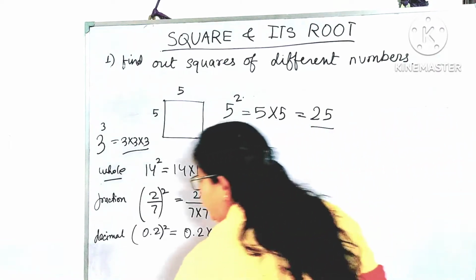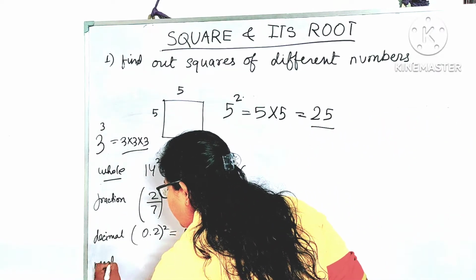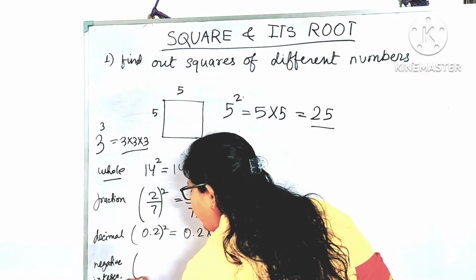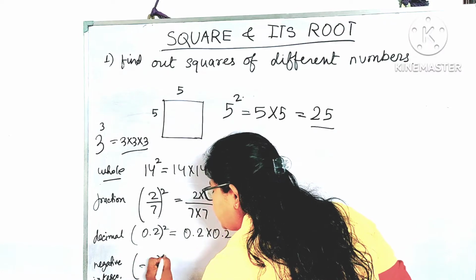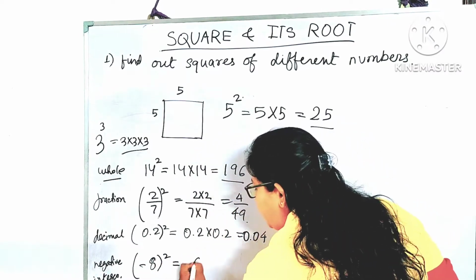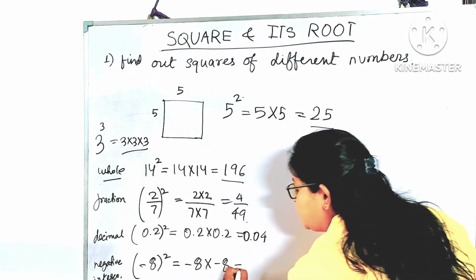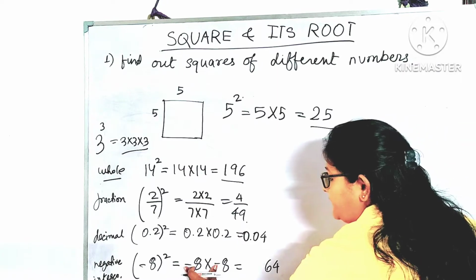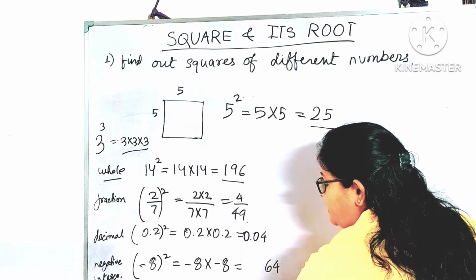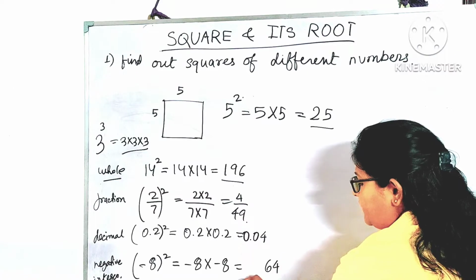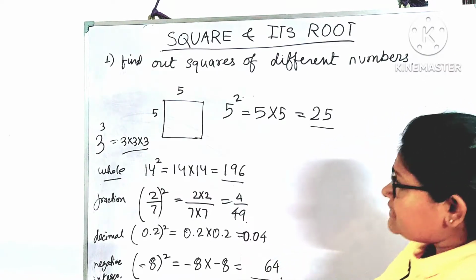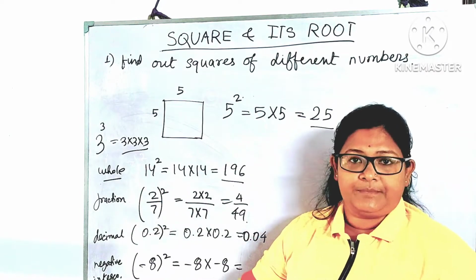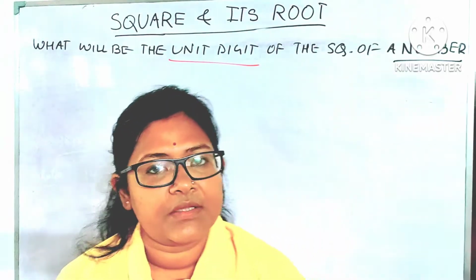Clear? Yes. If we have a negative number or a negative integer, how will we write? Minus 8 square. It means minus 8 will be multiplied by minus 8 2 times, and I will get 8 eights are 64. And minus into minus will actually become plus. So we can write 64. This is how square of any number can be found out, be it any of them. It is as simple as that.